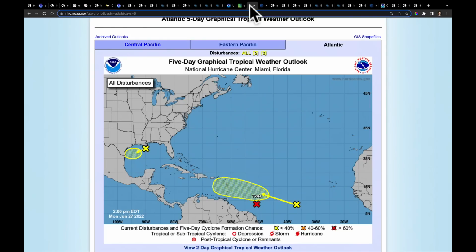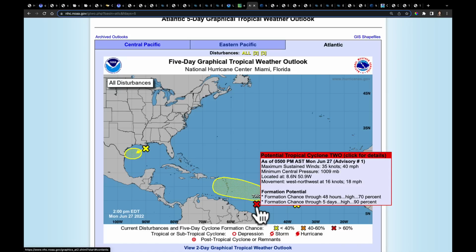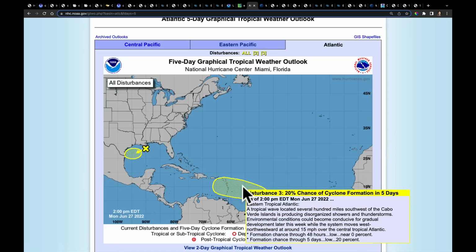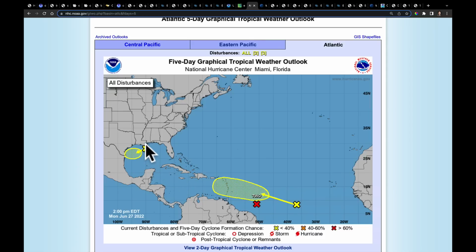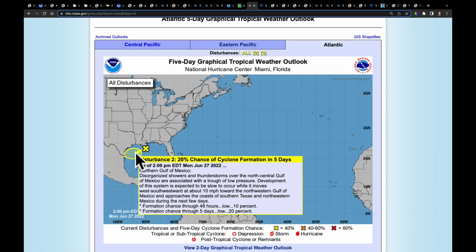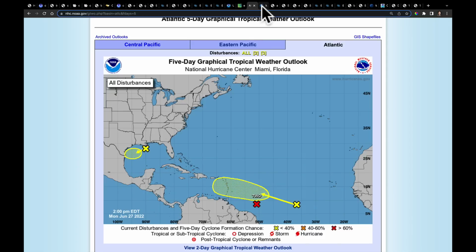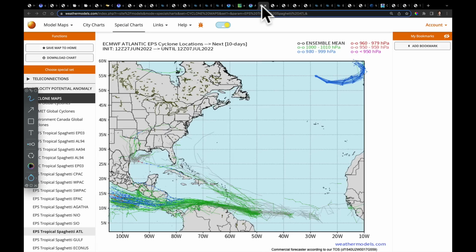National Hurricane Center has been talking about this, of course. In fact, today they upgraded the front system here to now become potential tropical cyclone 2. The one on the backside's got a 20% chance of developing, and the one right here off of Louisiana has got a 20% chance of developing. Let's take a look, though, at where they're going. European model takes the lead wave here and sends it right into Central America.